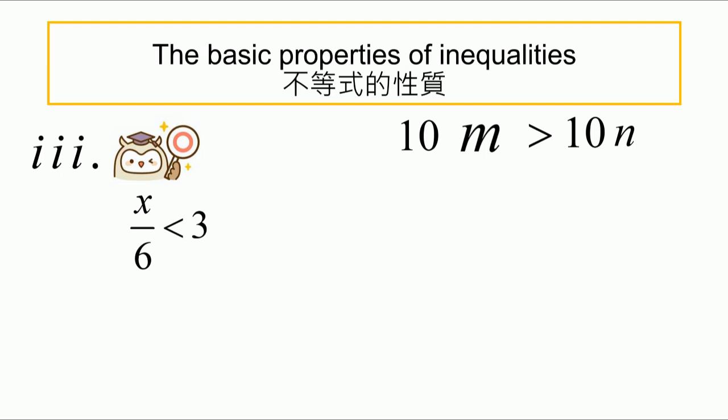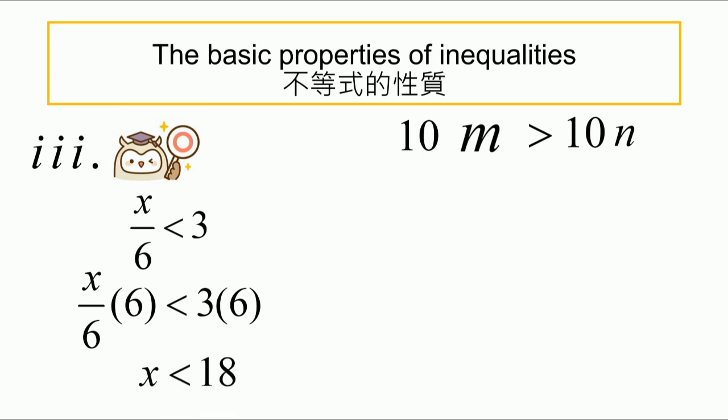x over 6 less than 3. To solve for x, we need to multiply both sides by 6. Multiplying will not change the inequality relation. Then after simplifying, we get that x is less than 18.